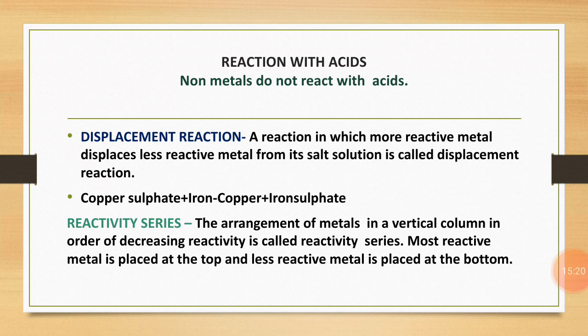Now we are going to study the reaction with acid. Yesterday we studied that when metals react with acid, there is formation of salt and hydrogen gas. For example, when zinc reacts with hydrochloric acid, zinc chloride, a salt, plus hydrogen gas is formed. In the case of non-metals, they generally do not react with acid. There is no reaction of non-metals with acid. Next is the reaction with bases.